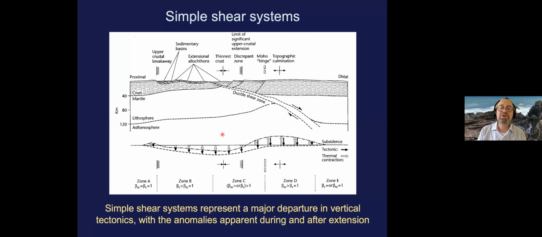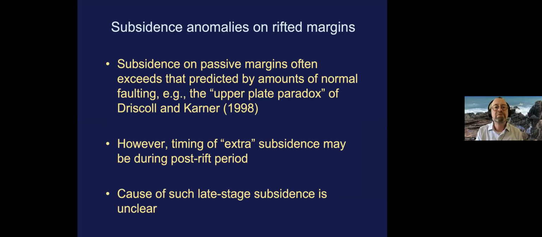And of course, also models like this, simple shear systems, don't subside in that very simple way. In places where we remove a lot of the mantle lithosphere compared to the crust, you get departures from that very simplistic model. So what I'm trying to do here is to look a little bit at how the South China Sea margin subsided through time, and particularly to look at this idea.